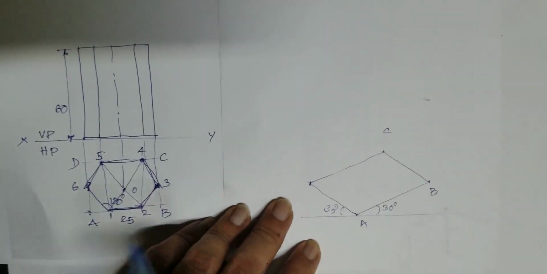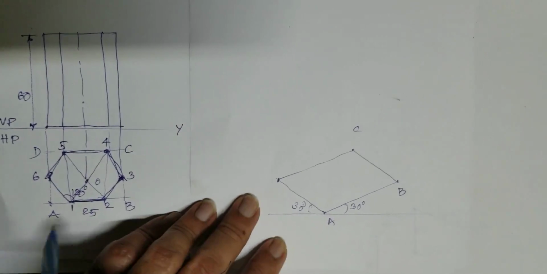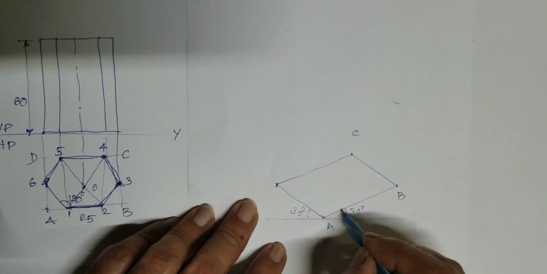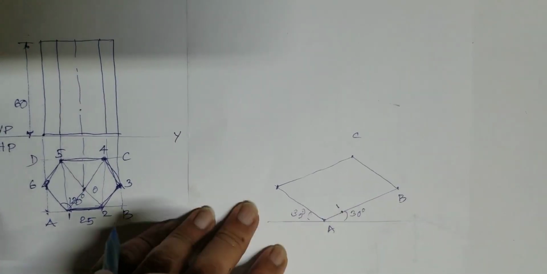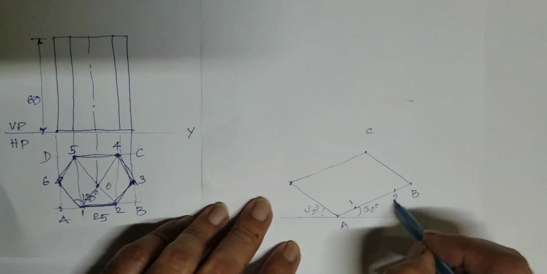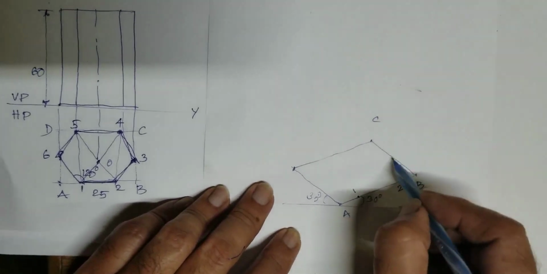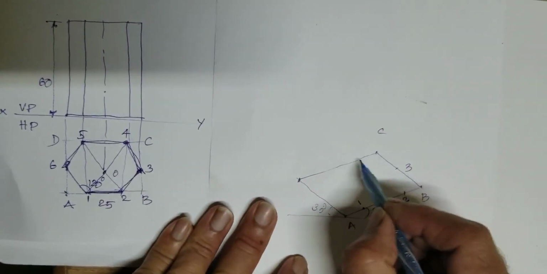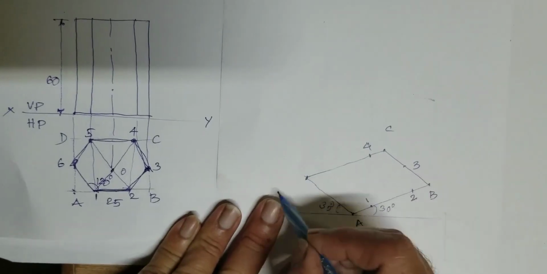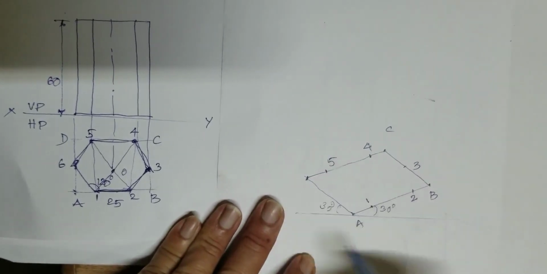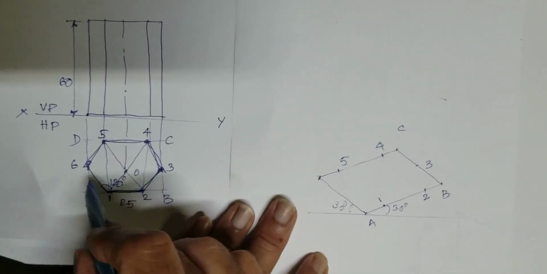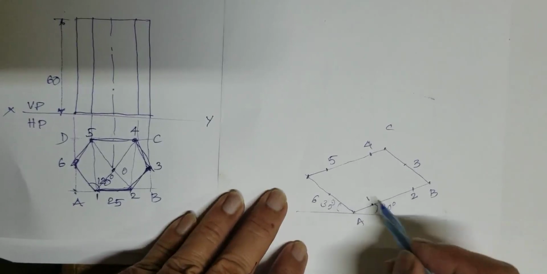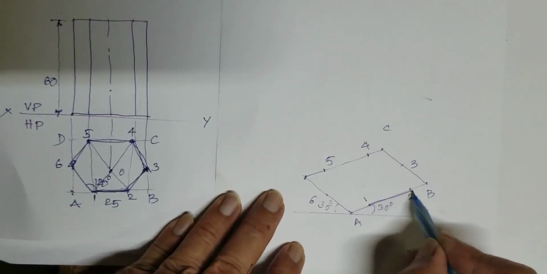Now we have to focus on this hexagon. This hexagon has 1, 2, 3, 4, 5, 6 points. The first one is A to 1. Measure the length of A to 1. Measure the length of B to 2. Measure the length of B to C, the 3 point. You measure the same length, B to 3, and put here. Then C to 4 and D to 5. And 6 is in between D to A. You measure the distance and put the point. So you join all the points here. This is what I am saying.